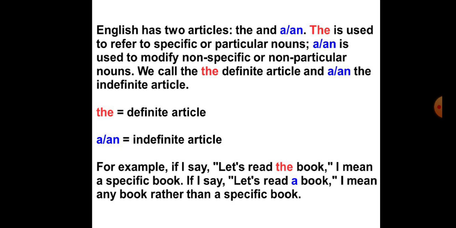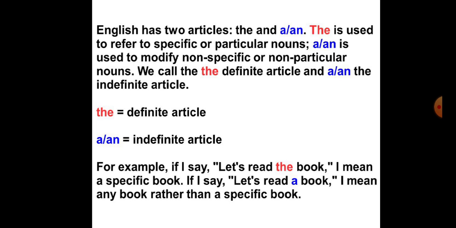So what we have learned is that English has 2 types of articles, the and a or an. The is used to refer to specific or particular nouns. A or an is used to modify non-specific or non-particular nouns. We call the the definite article and a or an the indefinite article. Definite means which is specific and indefinite means which is not specific.